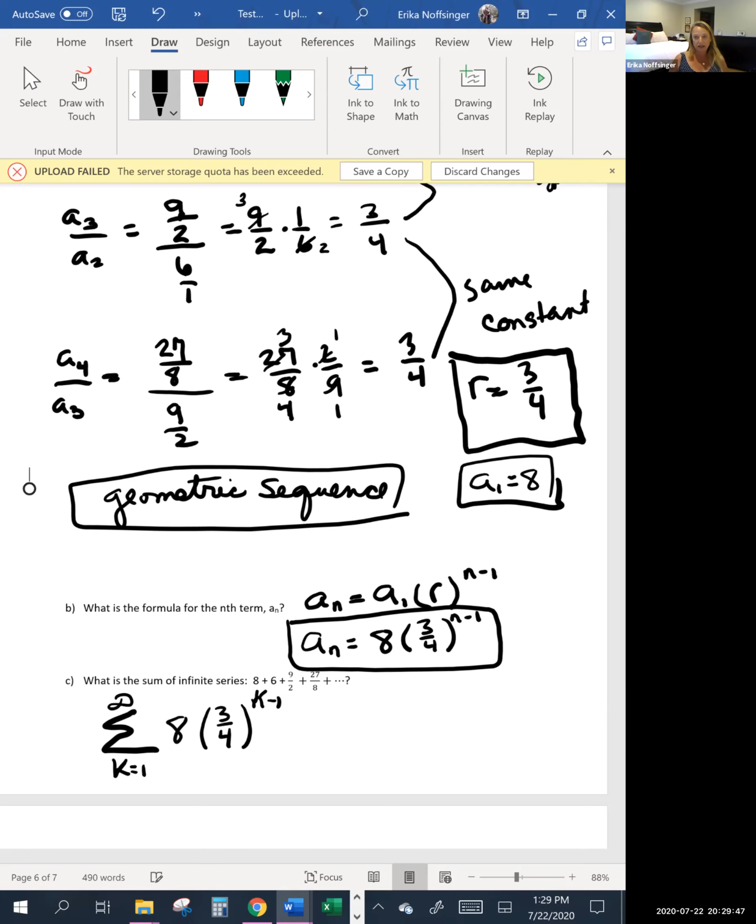So for an infinite geometric series, it either converges or diverges, and it depends on our value of r. If the absolute value of r is less than 1, it converges. And notice that 3/4 is less than 1, so our series is going to converge. So there was a formula for that.